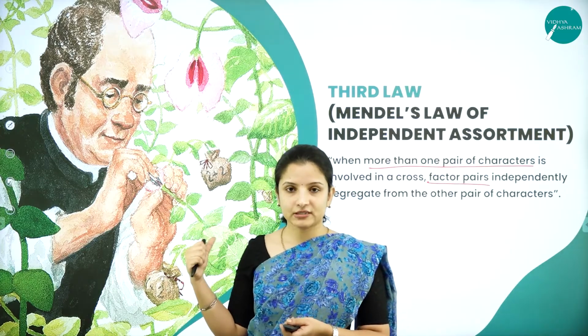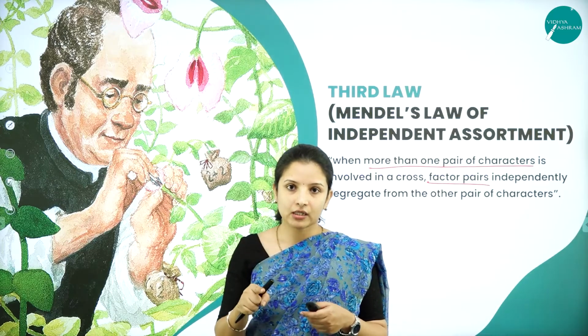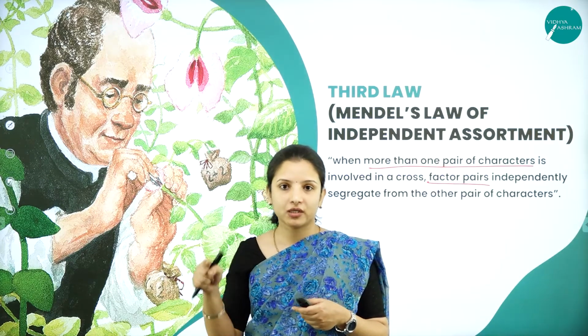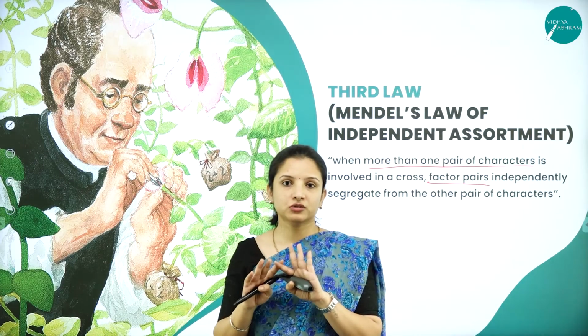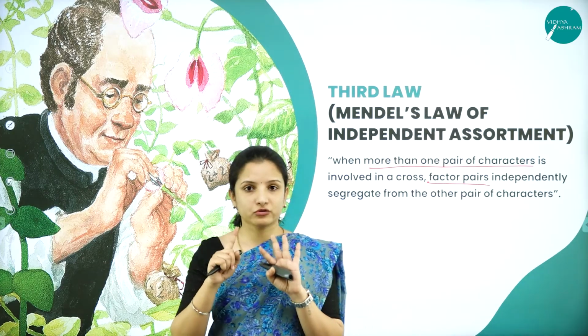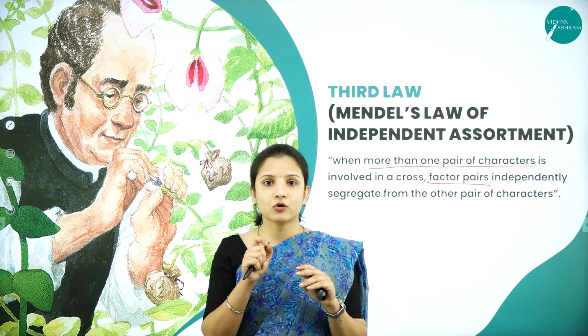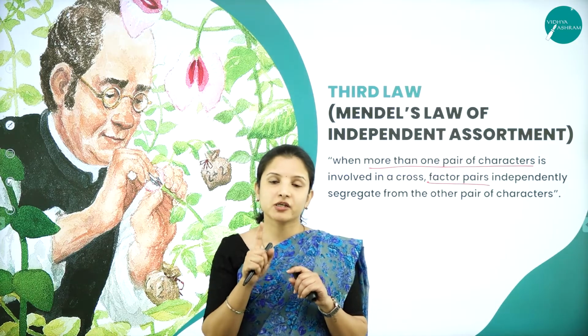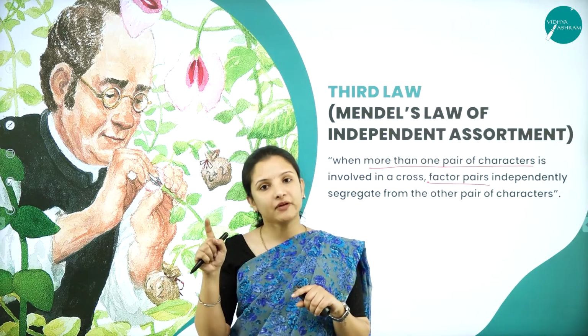So according to his experiment, wherein he used the round seeds which were yellow in color, the wrinkled seeds which were green in color. So now there are 4 characters which he used here. The one parent plant produced round seeds, which is 2 characters, wherein one character was the shape of the seeds, wherein he chose the parent plant having round seeds and the parent plant having wrinkled seeds.